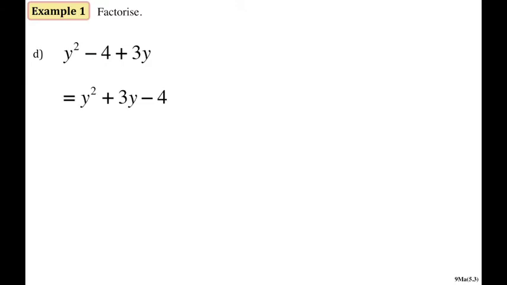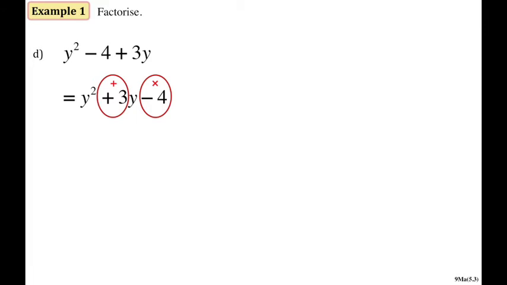That's much better. y squared first, positive 3y second, -4. Now it's written as a quadratic trinomial in the correct order for me to factorize. I want numbers that times together to give -4, that add together to give 3. If you can think of them, you can write the answer down straight away, and you'll start to be able to do that with practice. But I'm going to go through the process slowly in case you couldn't do that.